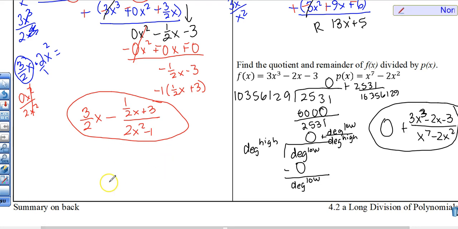Homework tonight or this weekend. 4.2a is on Canvas on the 4.2 assignment. You are doing problems 1 through 12.